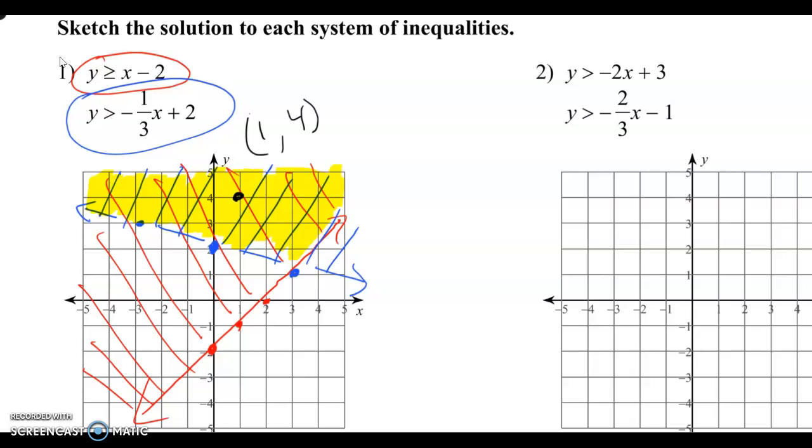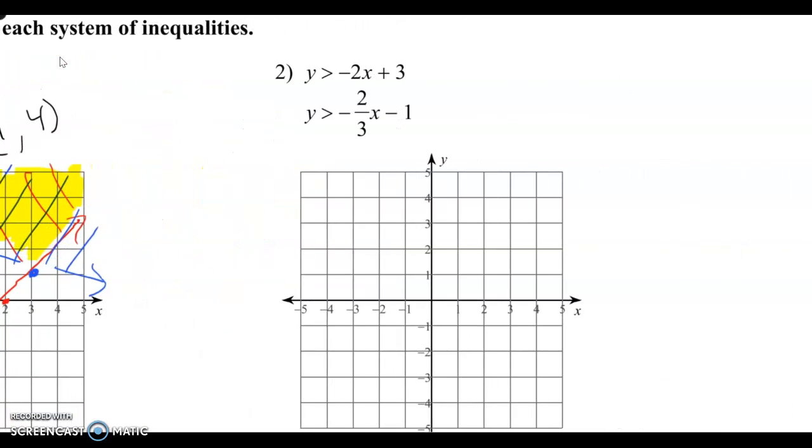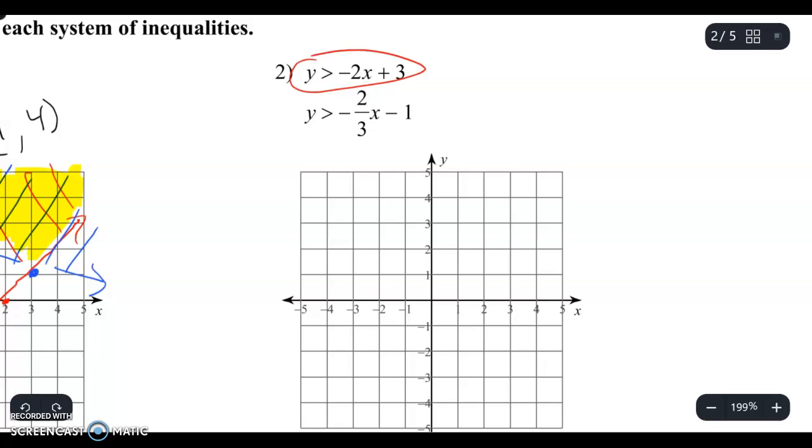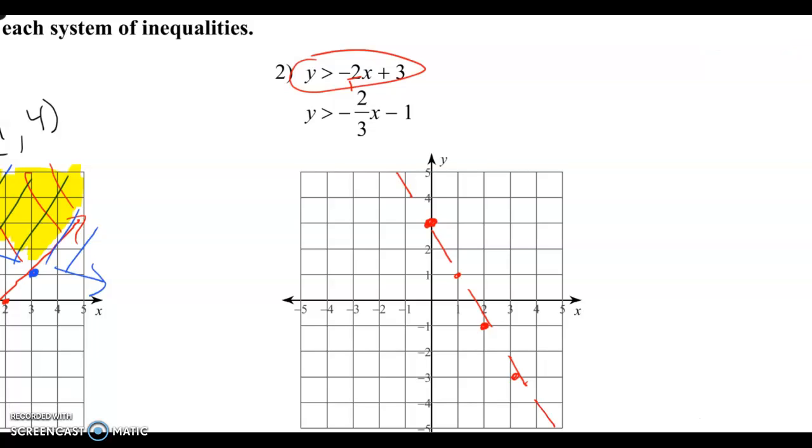Alright, let's take a look at another one. Alright, I'm going to start off with this one here. Alright, we'll go to 3. And it has a slope of -2 over 1. So I go down 2 to the right 1. Down 2 and to the right 1. Down 2 and to the right 1. And it's not equal to, so I'm going to draw a dashed line. And I'm going to shade above it, greater than, so I'm going to go this way.